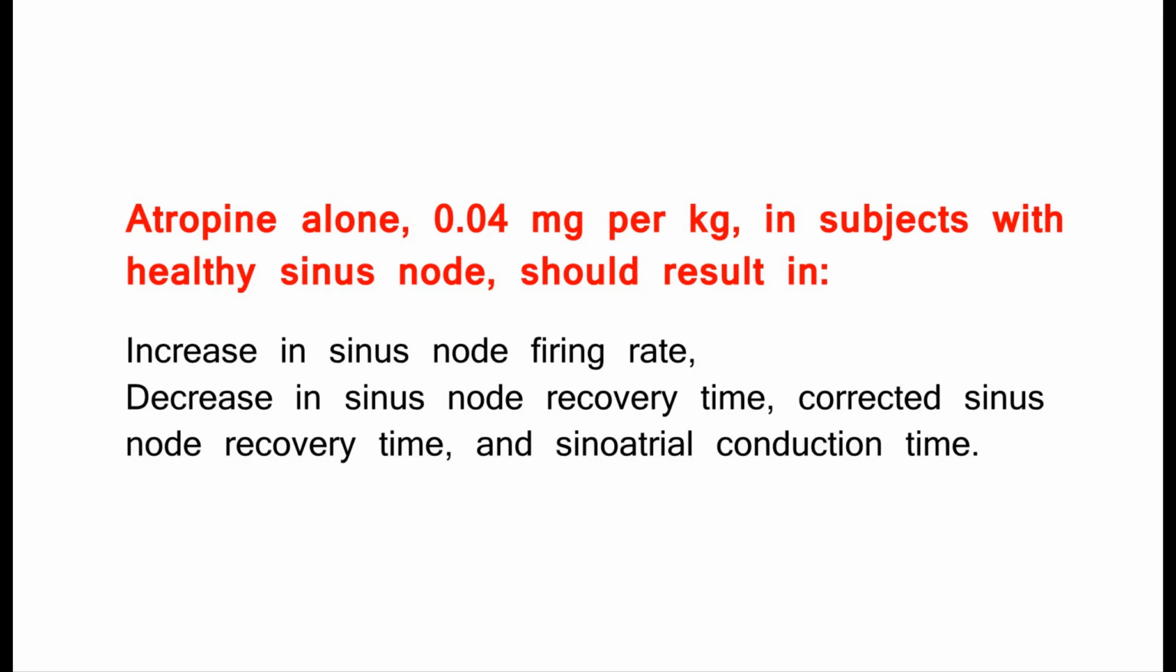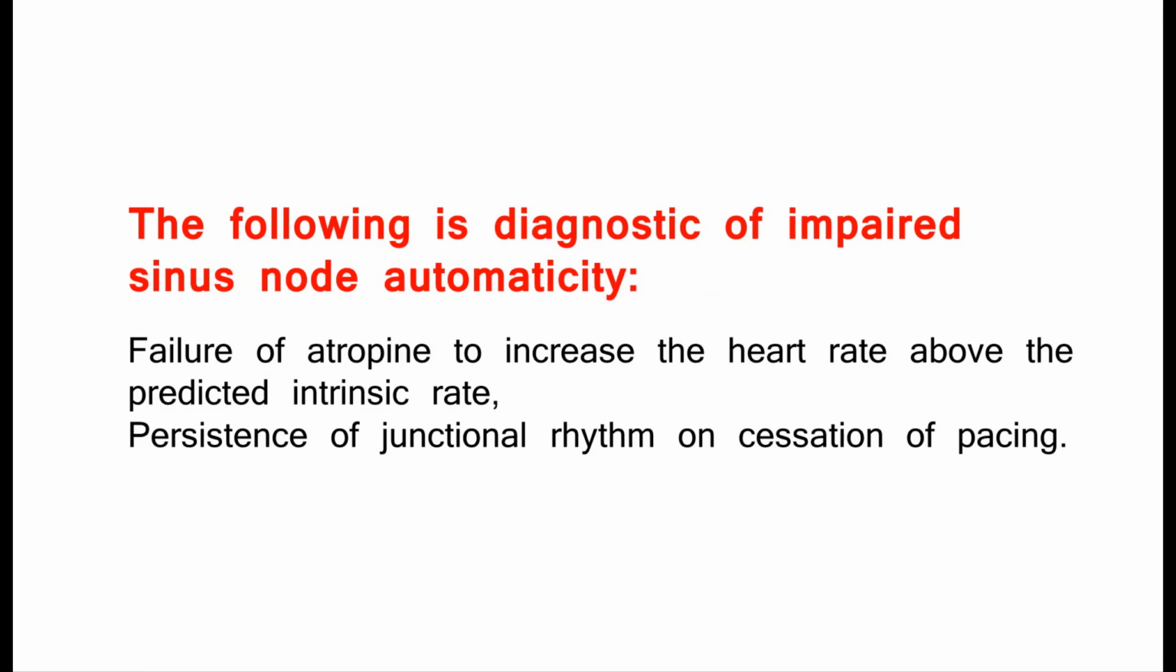Atropine alone, 0.04 mg per kg, in subjects with healthy sinus node, should result in increase in sinus node firing rate, decrease in sinus node recovery time, corrected sinus node recovery time, and sinoatrial conduction time. The following is diagnostic of impaired sinus node automaticity. Failure of atropine to increase the heart rate above the predicted intrinsic rate. Persistence of junctional rhythm on cessation of pacing.